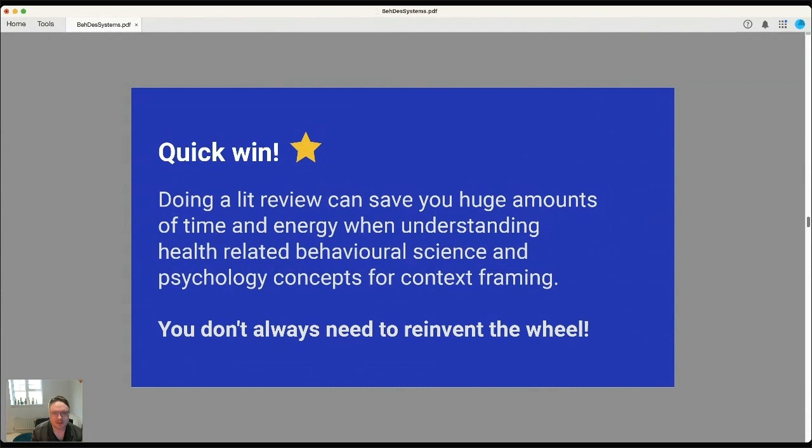So what's a quick win? Well, like I said before, doing a lit review can save you huge amounts of time and energy when understanding health-related behavioral science and psychology for context framing. You don't always need to reinvent the wheel. In fact, you rarely do, because there's a lot of stuff out there. Something that I'm going to be running through with my team pretty shortly is about how to do a lightweight, commercially orientated literature review, so that we don't spend or duplicate time for research studies or design outputs that have already been done or that we can build upon. So think about this when you're context setting with your problems. See what's in the world already that can help frame your context as well.